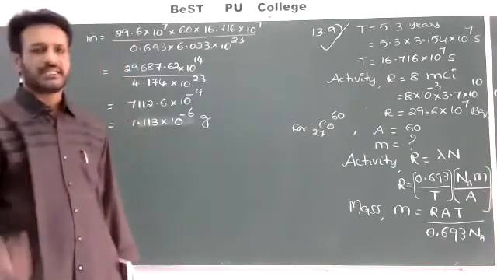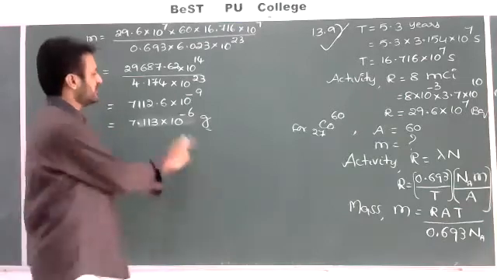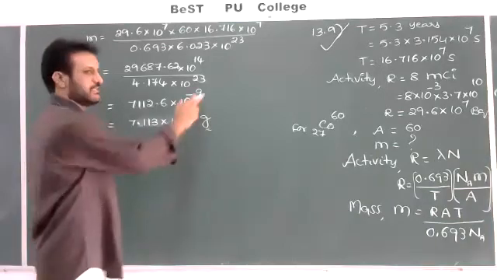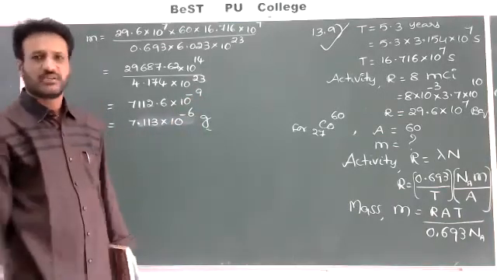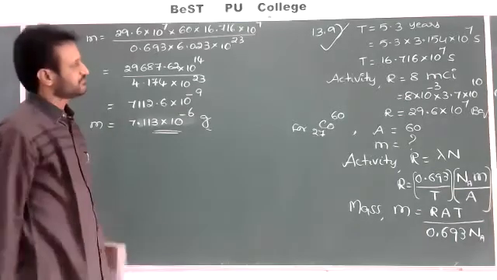If you want to convert into kg, 1 gram is equal to 10 power minus 3 kg. Then you can write here 7.113 into 10 power minus 9 kg. Correct. Your choice. That's the answer. It is the mass of the sample required.